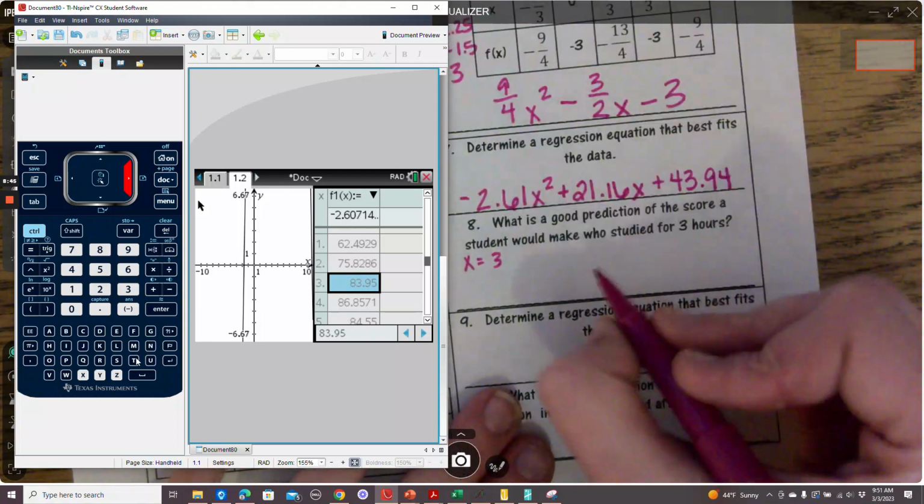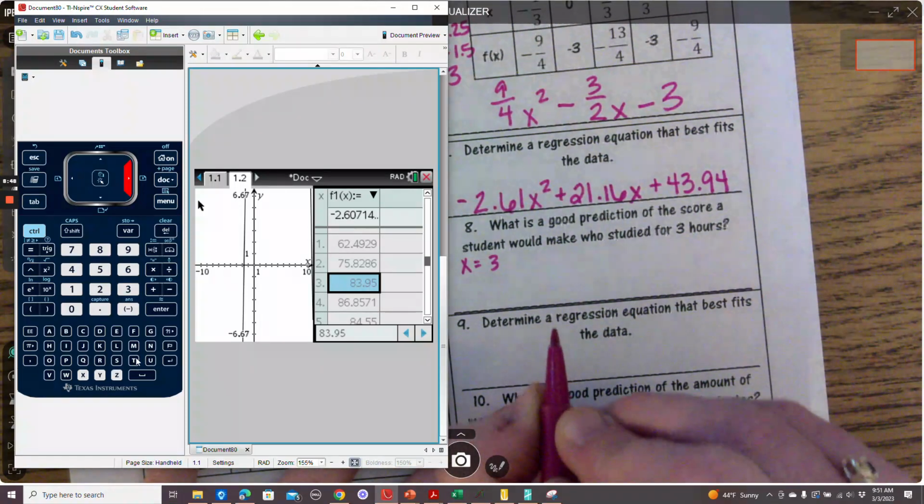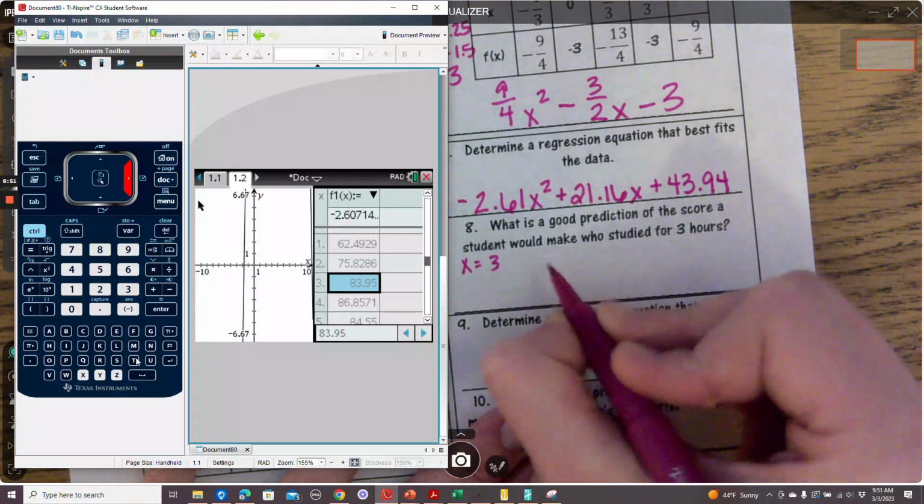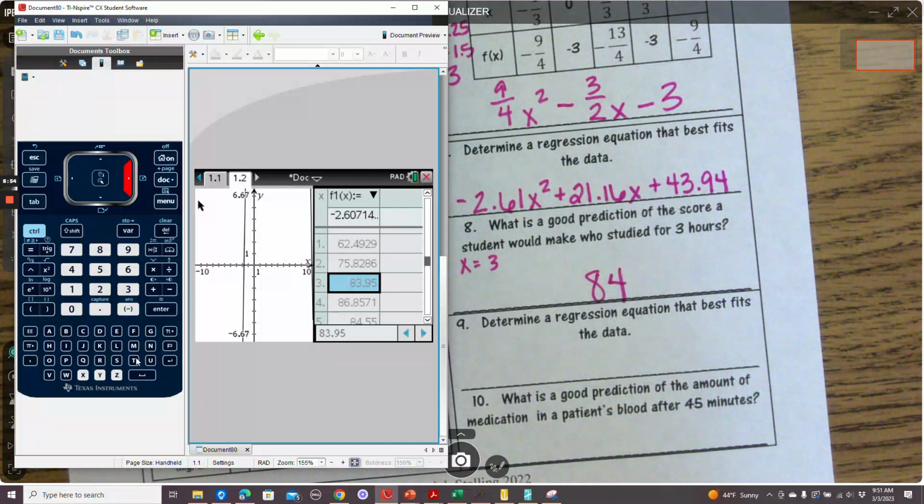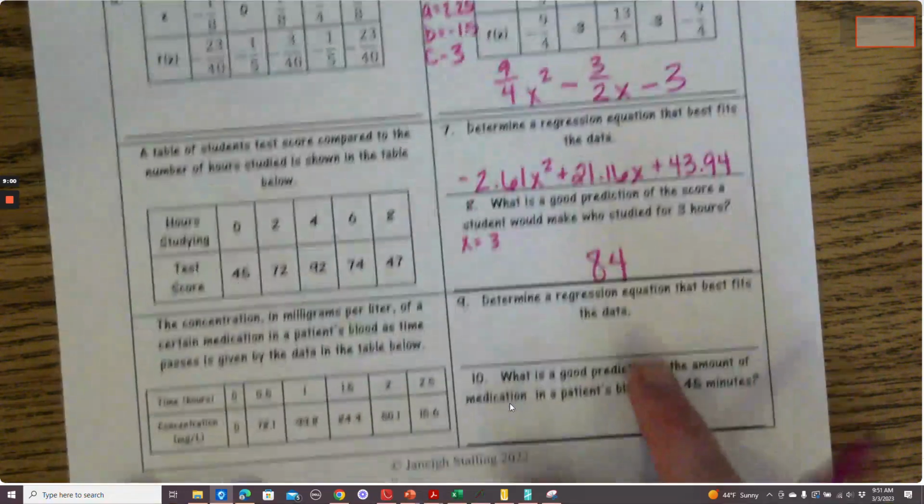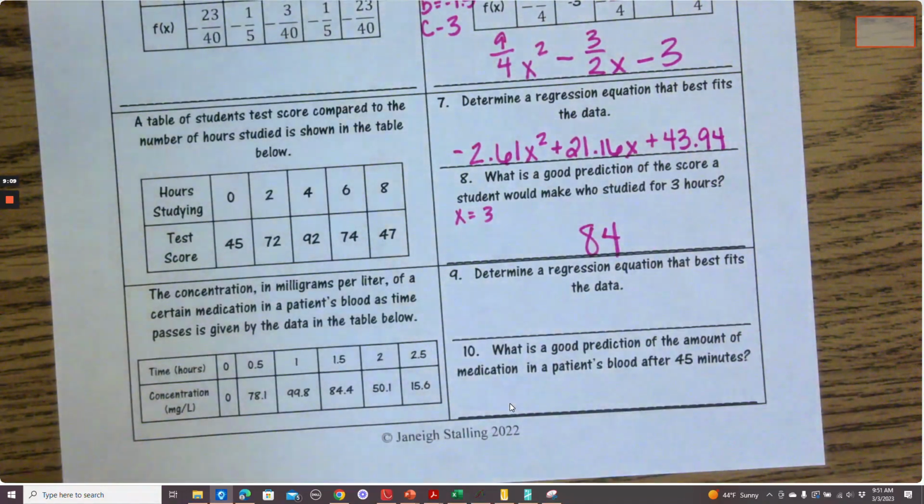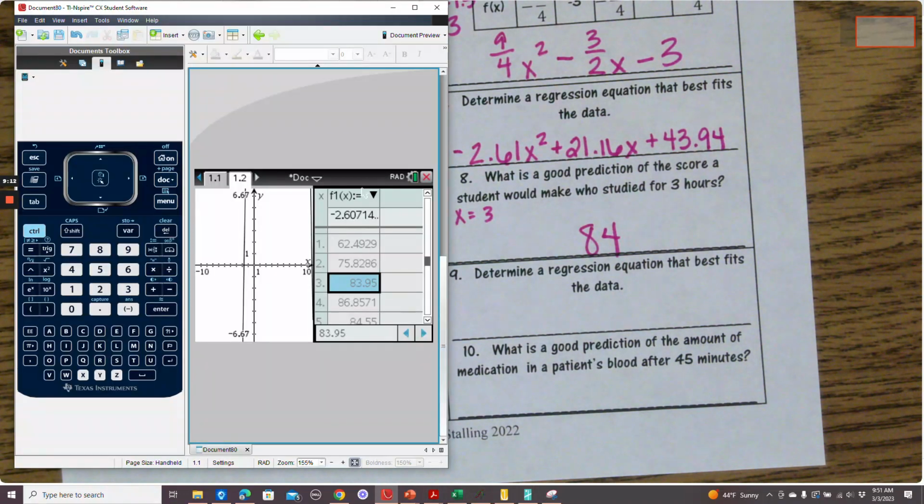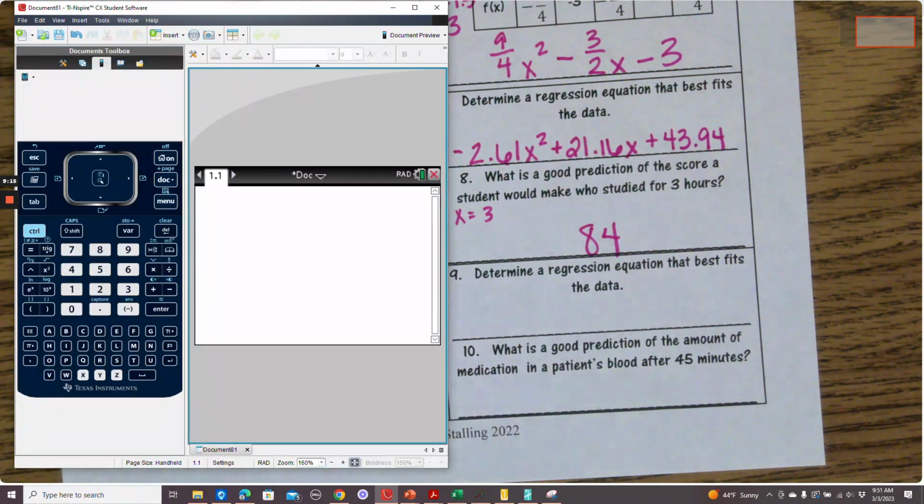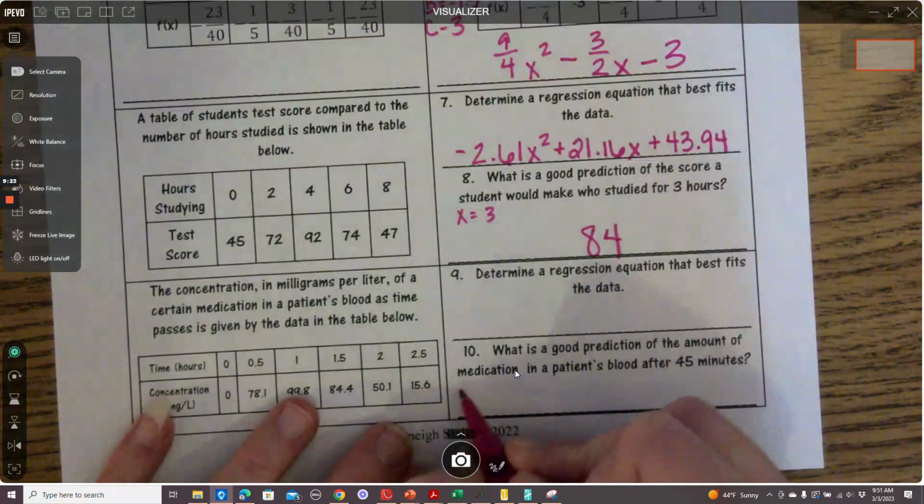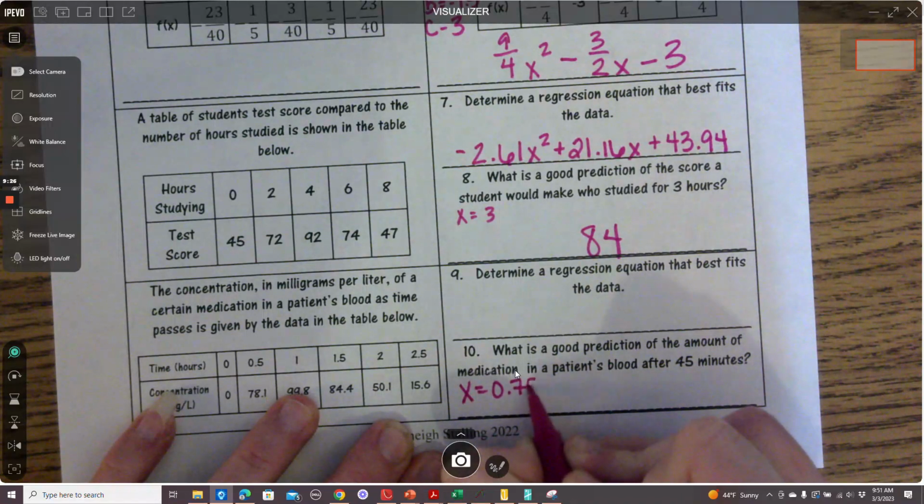So 83.95. Do I put grades like that on your papers, 83.95? I'd round it up, right? I'd give you an 84. So that's what you're going to do on 9 and 10, but I am going to give you a hint. 45 minutes. See how this is time in hours? So you have to change that to a decimal. So I'm going to give you what X should equal. So what you do to turn minutes to hours, you divide it by 60. Divide your minutes by 60 and it turns it into hours. So on yours, you need to know where X is 0.75.